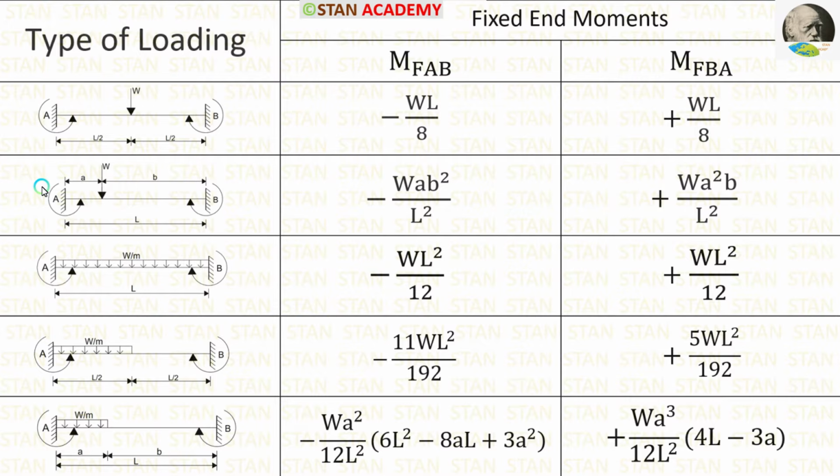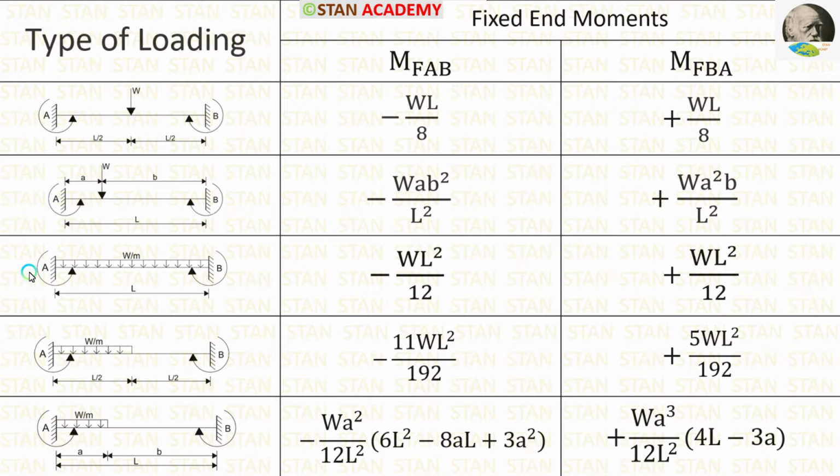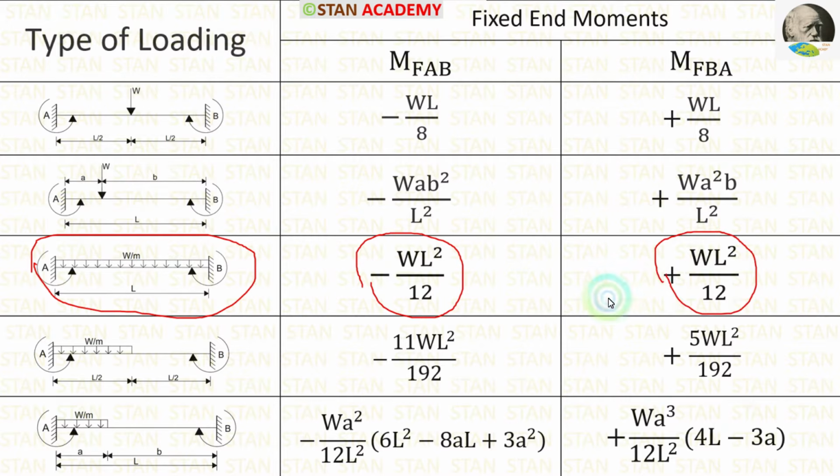In the span AB, there is a point load which is not acting on the center. So, we have to select this condition. The fixed end moment formulas are minus WAB square upon L square and positive WA square B upon L square. In the span BC, we are having UDL for the full span. So, we have to select this condition. The fixed end moment formulas are minus WL square upon 12 and positive WL square upon 12.